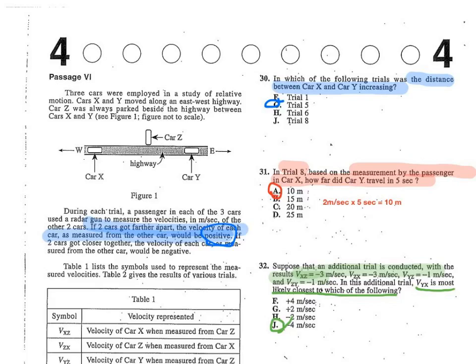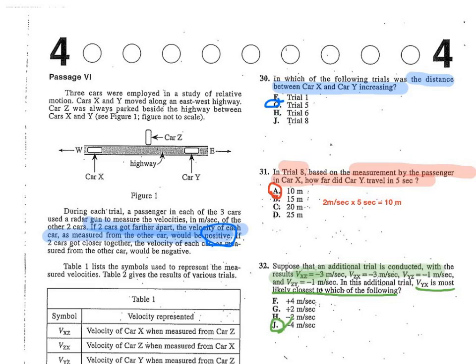We are now looking at ACT 70A, Passage 6. Now this passage deals with the relative motion of three cars on a highway. It explains that car Z is permanently parked, and we're going to be measuring the velocity of car X and car Y relative to one another. Now number 30 reads, in which of the following trials was the distance between car X and car Y increasing?